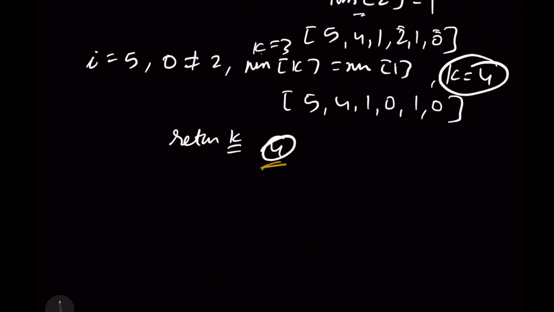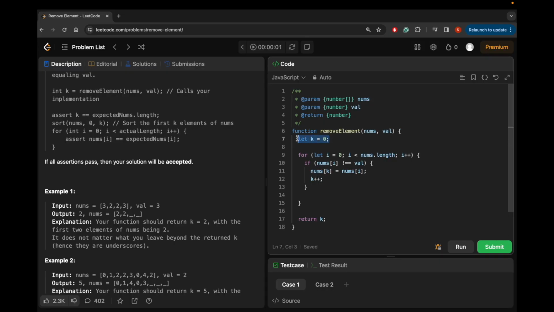Let's see how to code this problem in JavaScript. Over here, we are initializing our k value with 0 and we are looping through the array. If we find that nums of i is not equal to val, which we are providing here, then nums of k will become nums of i and we'll update our k value.